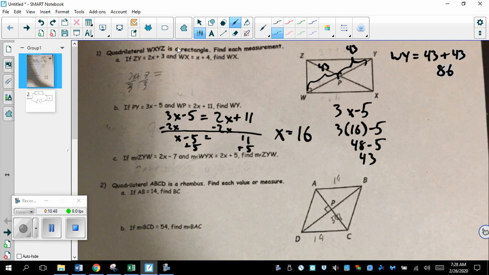Okay? Again, you want to check to make sure it's right. We also knew that WP was 2x plus 11, which is 2 times 16 plus 11, which is 32 plus 11, which is 43. Okay? So again, if you want to do them separately to check and just add those two numbers together, that's fine. But really, if you know one, you automatically know the other one. You don't really have to do it twice if you don't want. Okay? All right. Good? Moving on.